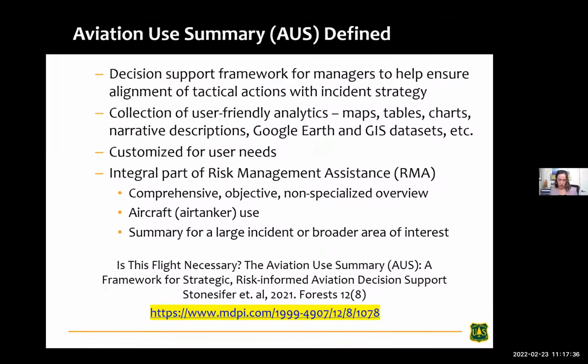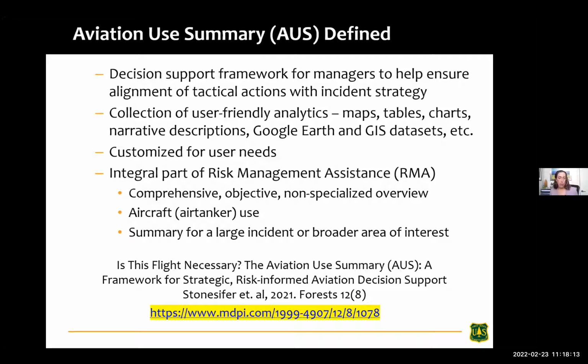Next slide. So what is the Aviation Use Summary? It's a very loosely defined decision support framework that's really targeted at land managers to help ensure that tactical actions are aligned with incident strategies. It's a loosely defined collection of user-friendly analytics, maps, tables, charts, narrative descriptions, geospatial data sets from Google Earth or GIS. It's really customized for user needs depending on the ask.